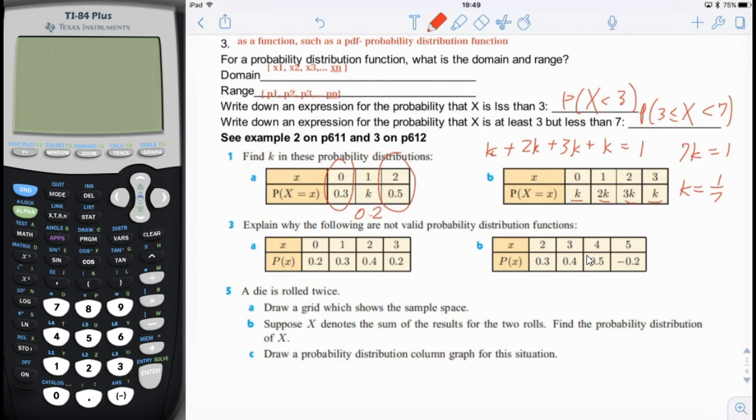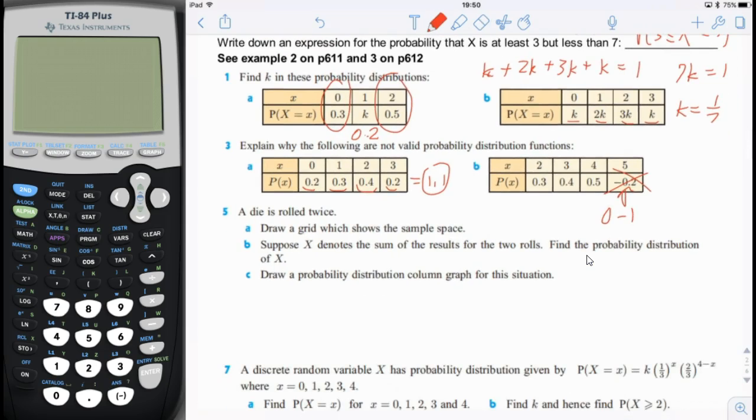Explain why the following are not valid probability distribution functions. Well, I suspect that they don't add up to 1. Let's see. 0.2 plus 0.3 is 0.5, plus 0.4 is 0.9, plus 0.2 is 1.1. So that's why that's not a valid probability distribution function. What about this one? Ooh, this already looks bad. Whenever you have a probability, it has to be between 0 and 1. It cannot be negative 0.2.